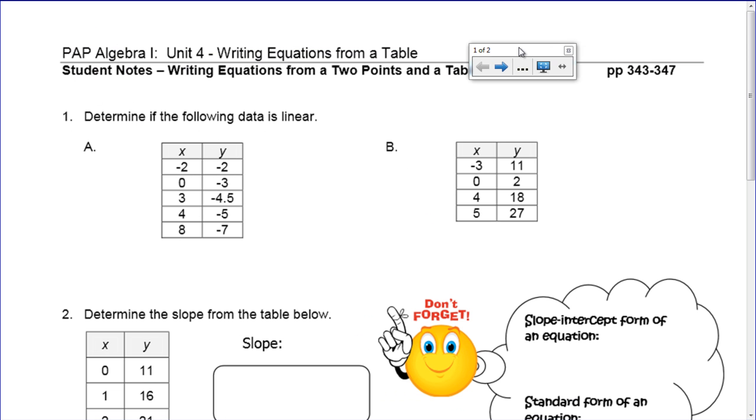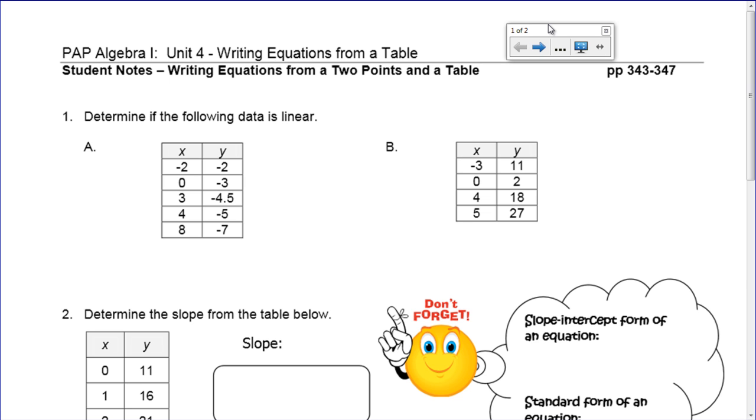We're going to talk about writing equations from two points and a table, because they really kind of go together, and once you know how to do one, you can do the other, and it all sort of flows with everything we've been doing. So far we've written equations from a graph, and we've written equations from the point-slope formula. Now we're going to write equations from 2 points and a table. We're just going to put it all together.